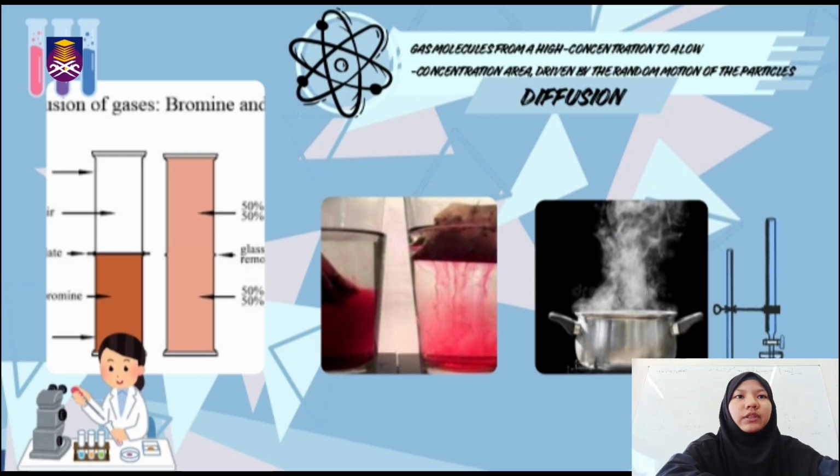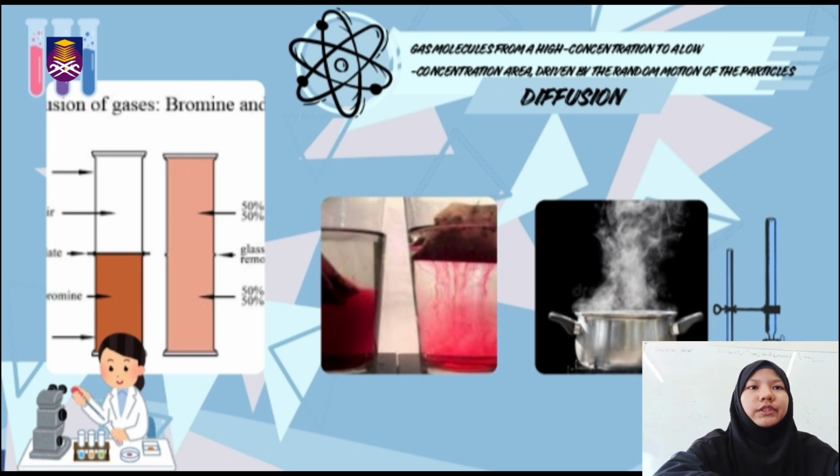Diffusion is the movement of gas molecules from a high concentration to a low concentration area, driven by the random motion of the particles. Another example of diffusion is the steam coming out from a hot pot or boiling water. The boiling water inside a pot is highly concentrated, and the air surrounding it is considered low concentrated. So the steam goes out and spreads throughout the air.